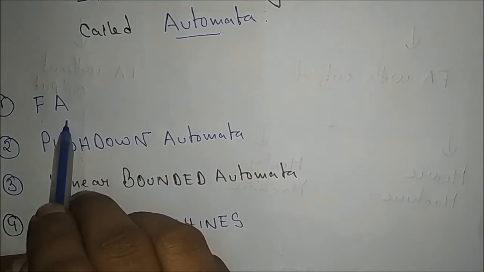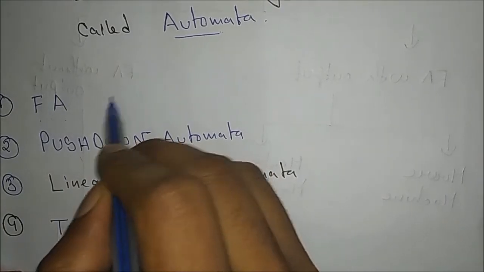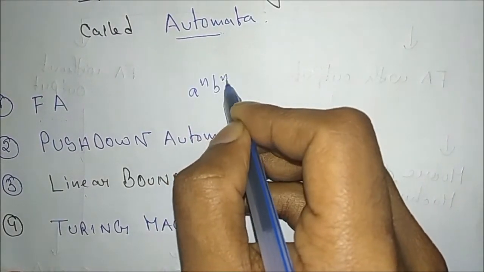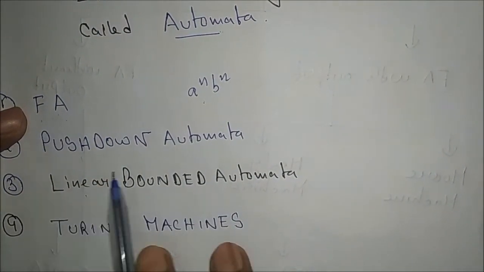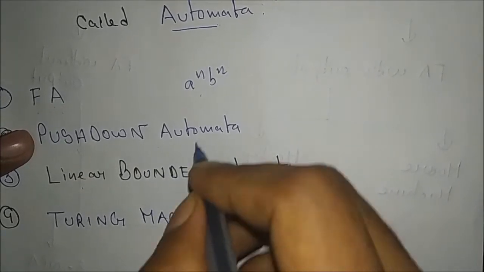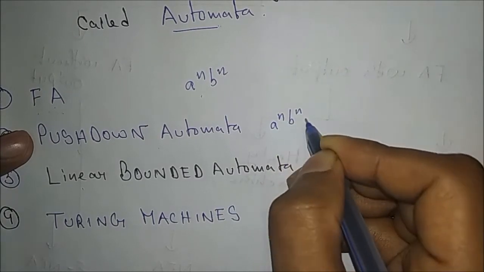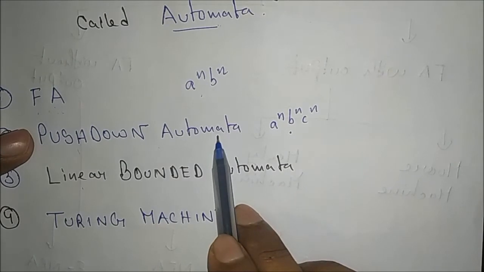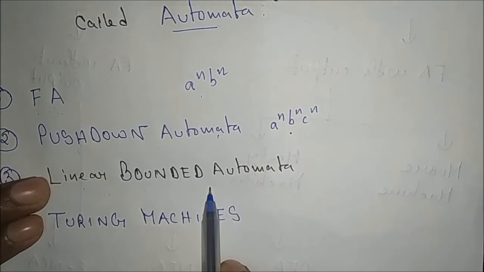Now, what is the function of these machines? If a string is given, for example a to the power n, b to the power n, and this string is not accepted by the finite automata, then we move to push-down automata. Similarly, if a string such as a to the power n, b to the power n, c to the power n is not accepted by this machine, then we move to linear bounded automata.